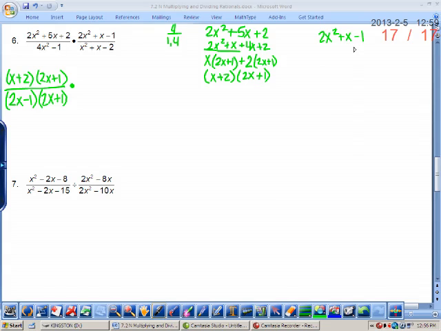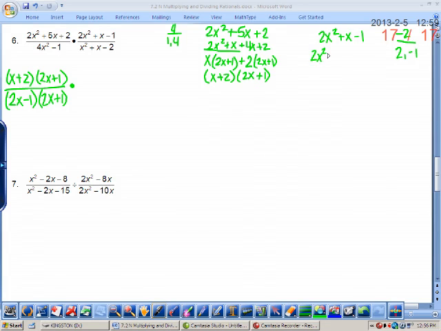I can't use my shortcut for that one, can I? Nope, so I've got to go a long route. Negative 1 times 2, negative 2, so I'm looking for factors of negative 2 that add up to positive 1. Good, 2 and negative 1.